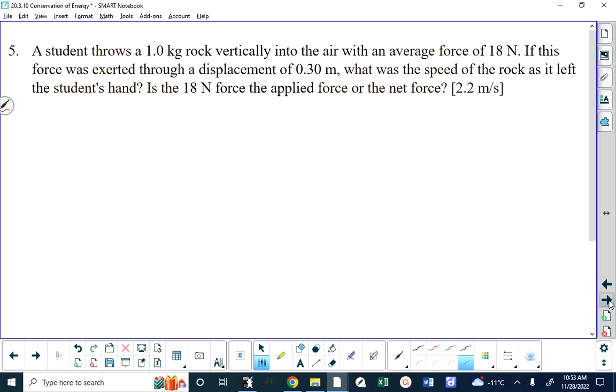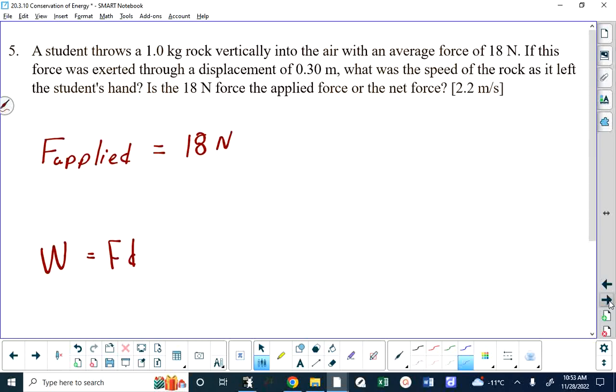Let's just leave that second question for a little bit. When I say to you, well, I guess maybe we'll answer it first. When I say to you that a student uses an average force of 18 newtons, that's an applied force. Okay? So the applied force has a magnitude of 18 newtons. In your formula for work equals force times displacement, that force is the applied force. Whenever you use F equals ma, that force is the net force.